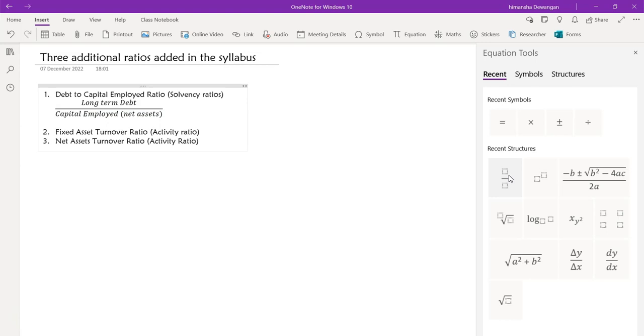Okay, Ayushi? So what does the long-term debt include? Tell me, Ayushi. We had already studied this in a lot of ratios. When we write long-term debt, what does that come under? Non-current liability. Correct.